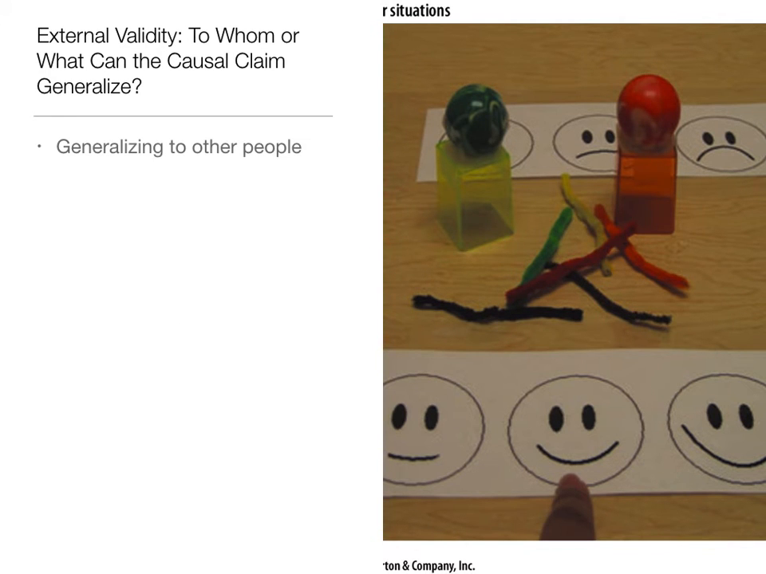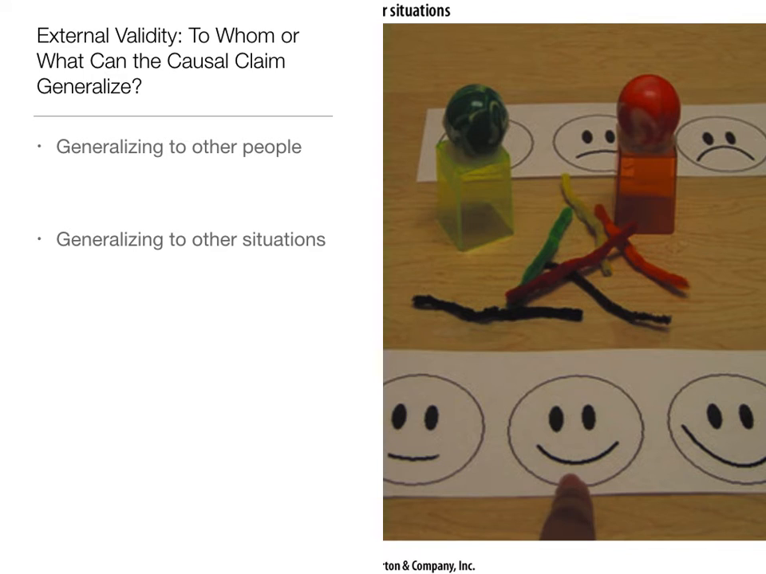External validity, again, this is about generalizing to other people. Who can we generalize to? We also want to be able to generalize to other situations as well. So we want to not only generalize to other people outside of our sample, we want to generalize to other situations outside of our experiment.